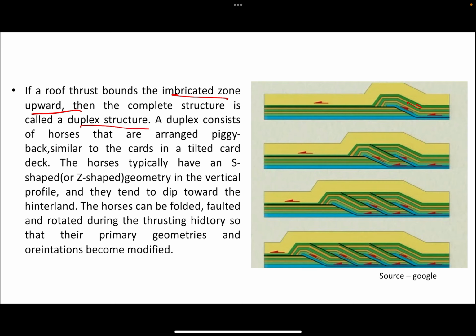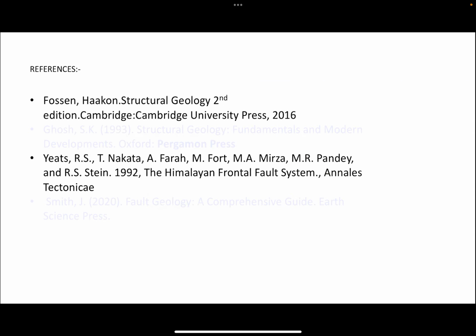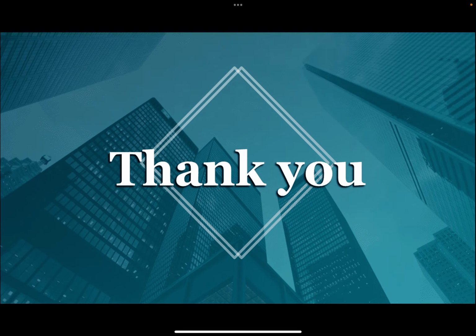A duplex structure consists of horses and piggyback basins. The horses are typically S-shaped or J-shaped, and dip toward the hinterland. The horses can be folded and rotated, thrusting into their primary geometric orientation modified. So in this case, the horses are folded and rotated during the thrusting, producing the structure. Keep learning about this. These are some references. Thank you.